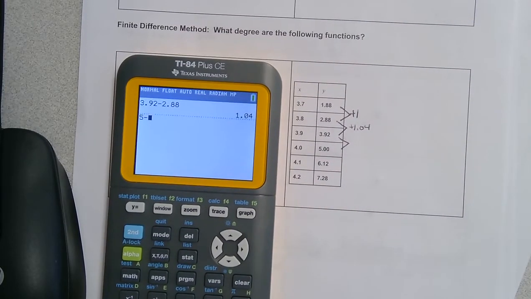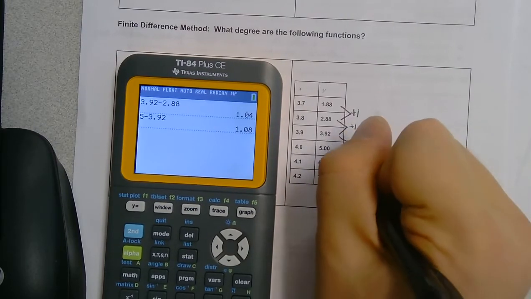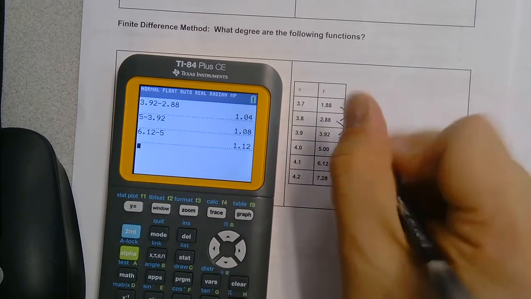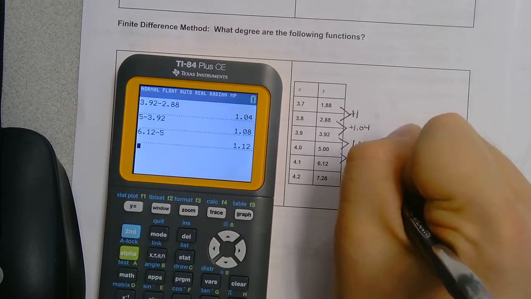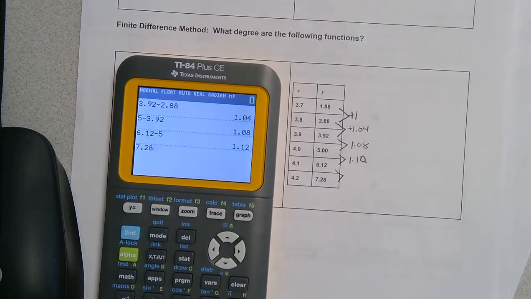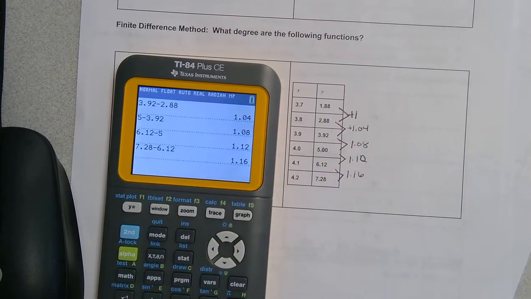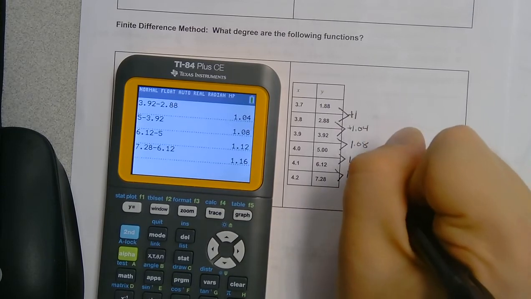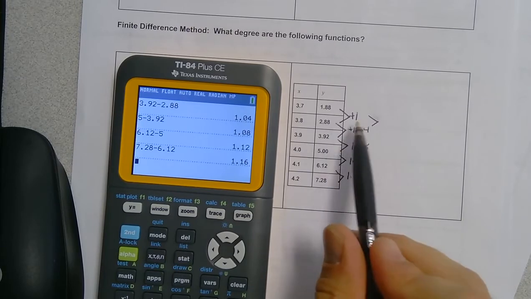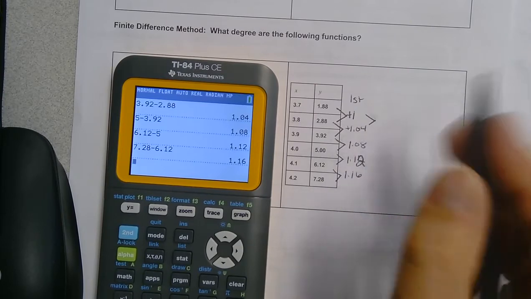And then 5 minus 3.92 gives me 1.08. And then 6.12 minus 5 gives me 1.12. And then 7.28 minus 6.12 gives me 1.16. And then over here, I need to go on because the first difference is not constant. So I look and find the second difference.